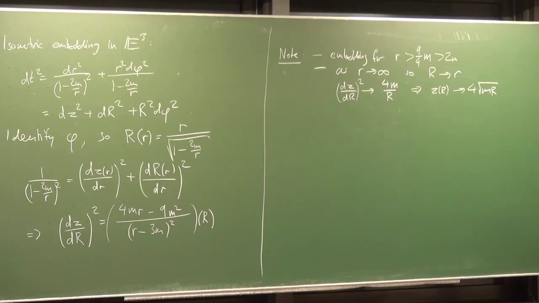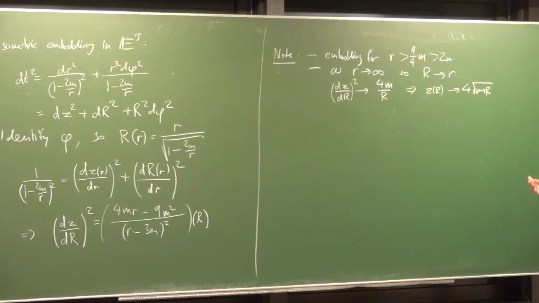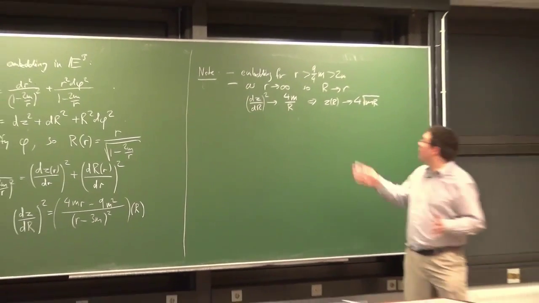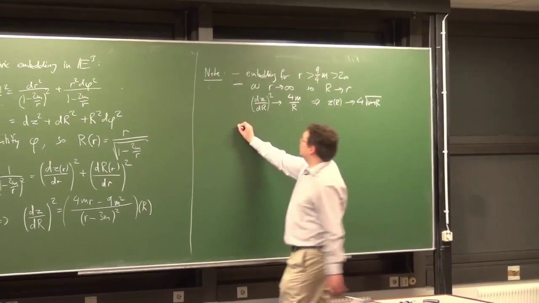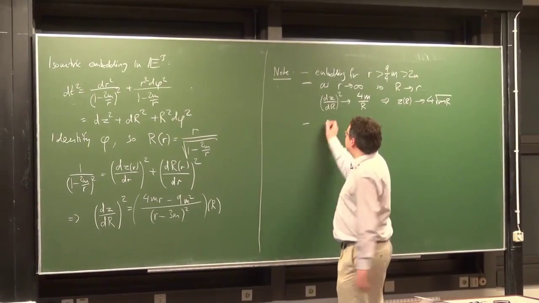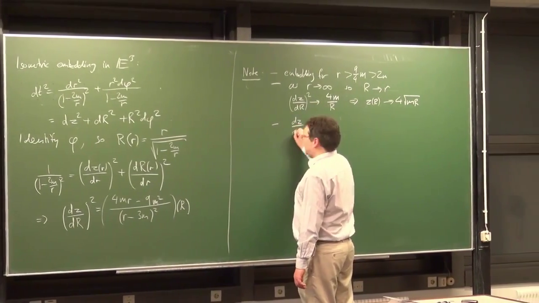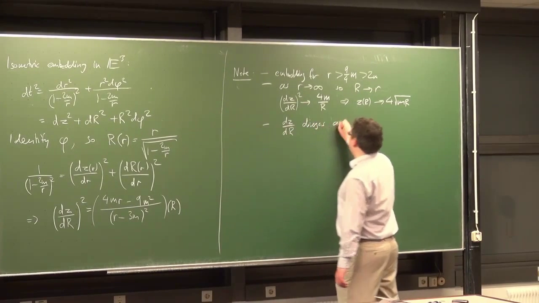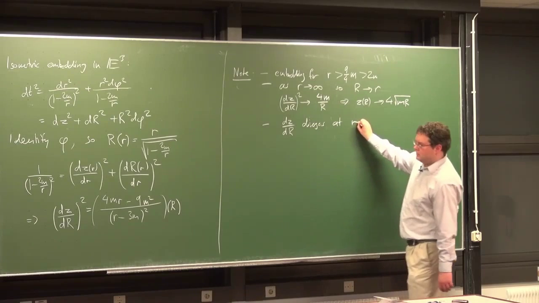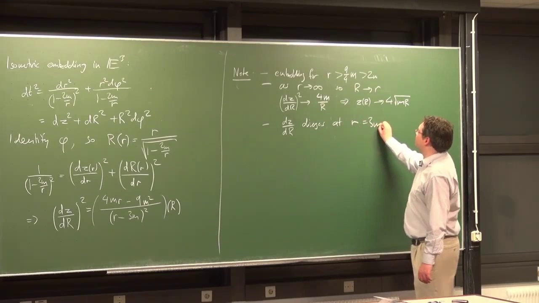Yeah, okay, I'll come to it. So anyway, at large distance, you see the surface will actually look like the square root of r. What about this point? We see dz by dr diverges at little r equal to 3m.